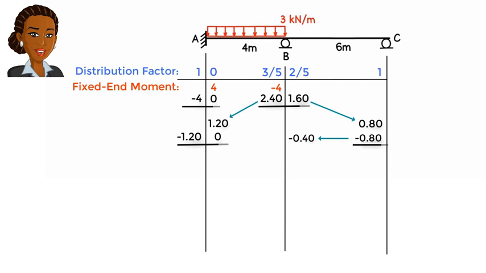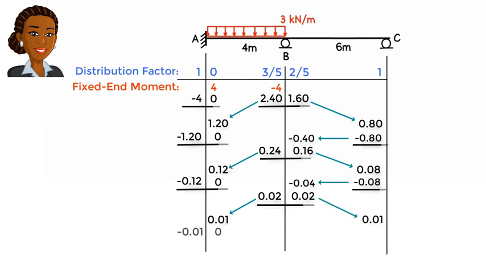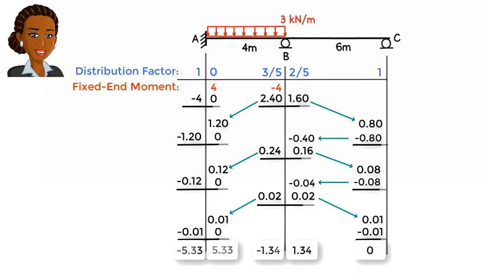It is time to balance joint B again. Then we carry over half of each balancing moment. After a few more iterations, the moment values become negligible, signaling the end of the process. We then add up the values in each column to determine the member end moments.